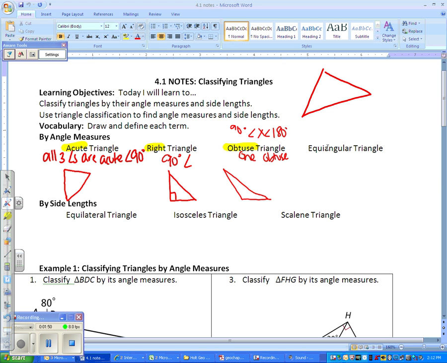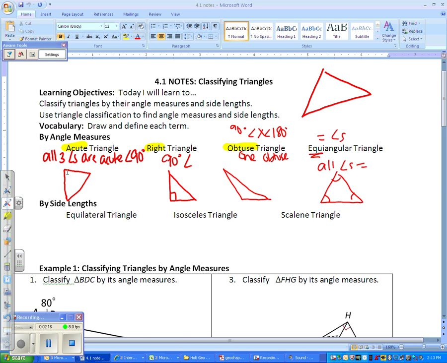An equiangular triangle. Equa kind of sounds like equal, and angular kind of sounds like angle. So this literally means all the angles are equal. And we'll talk more about what that means in class. So all the angles are going to be equal to each other.